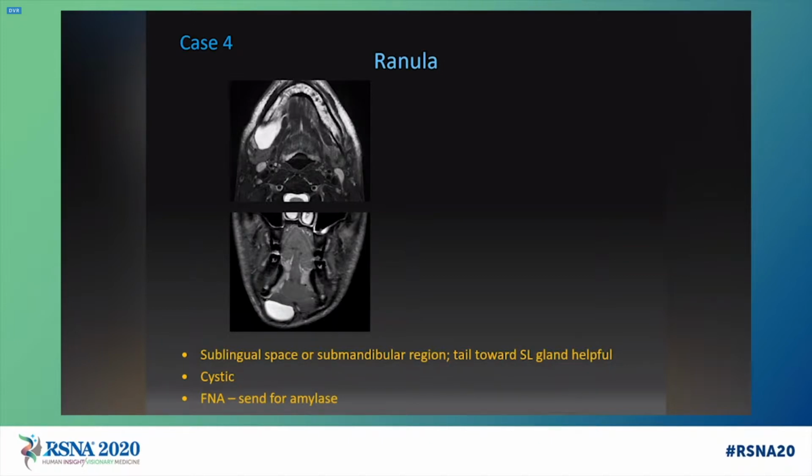It is a cystic lesion. And when we do an FNA, we send for amylase because there could be some salivary components in there. And if you see amylase, it would tell you that this is coming from a salivary origin and would tell you that this is a ranula.